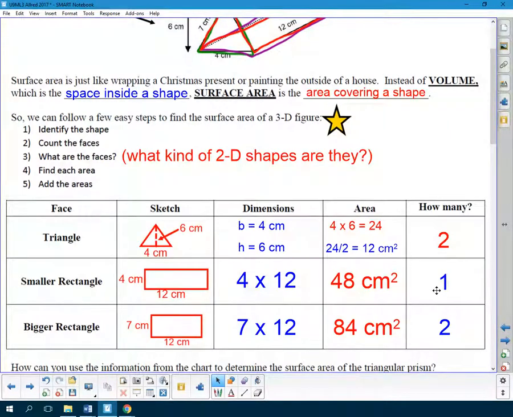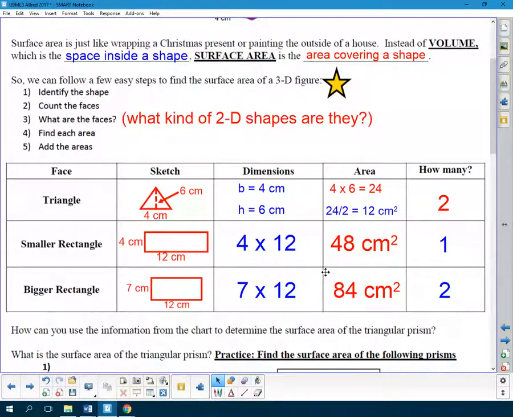So now that I know what the area of each face is and how many of those faces there are, I can use that information from the chart to determine the surface area of the prism by multiplying each area that I have by the number of sides of that shape.